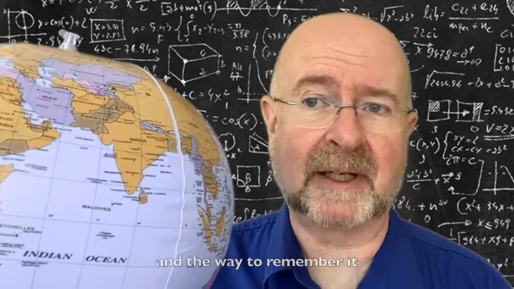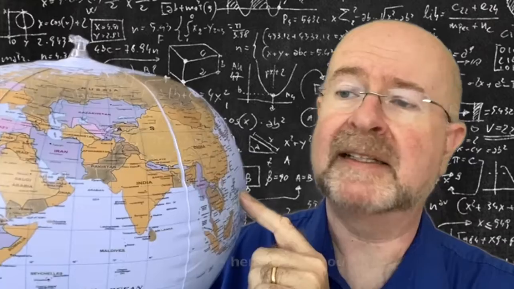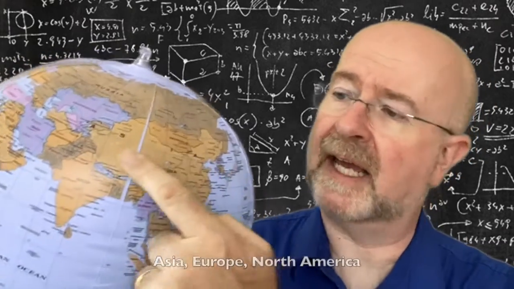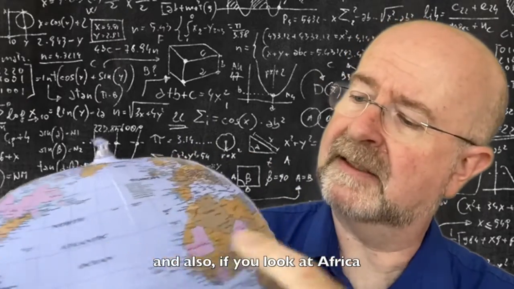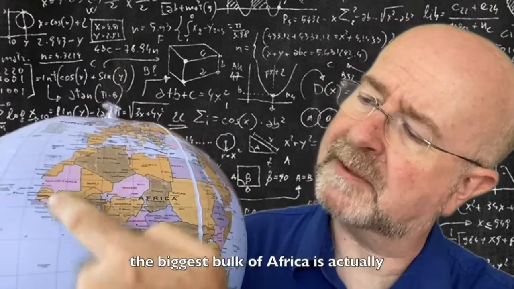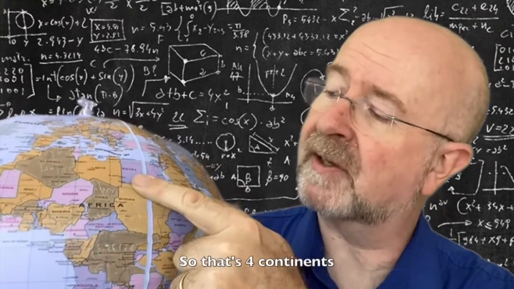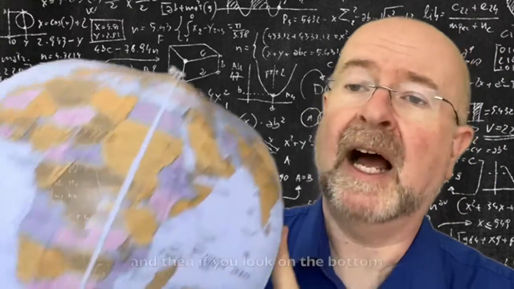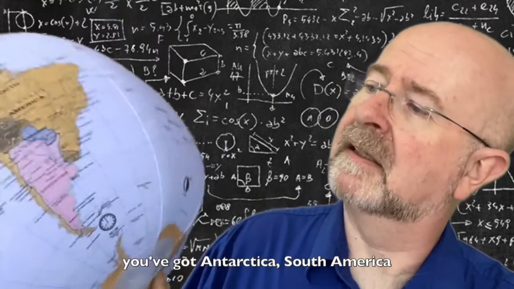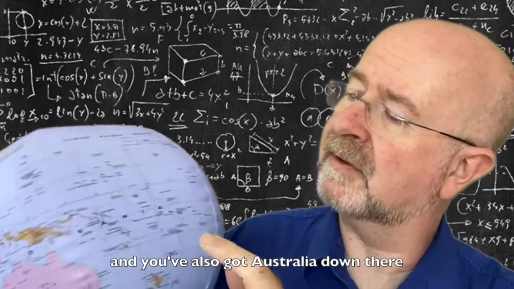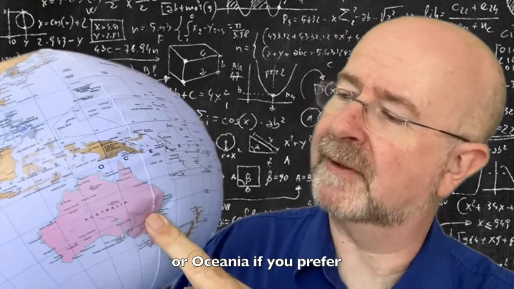And the way to remember it is to think of the planet Earth and the number of continents that you've got. In the Northern Hemisphere, you've got Asia, Europe, North America. And also, if you look at Africa, the biggest bulk of Africa is actually north of the equator. So that's 4 continents. And then if you look on the bottom, you've got Antarctica, South America, and you've also got Australia down there, or Oceania if you prefer.